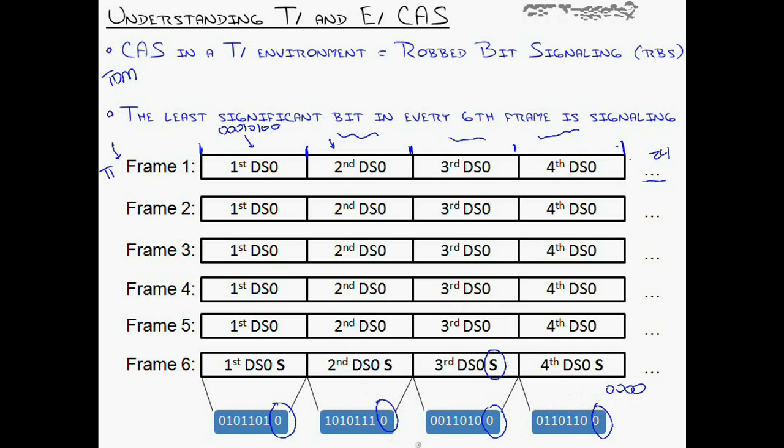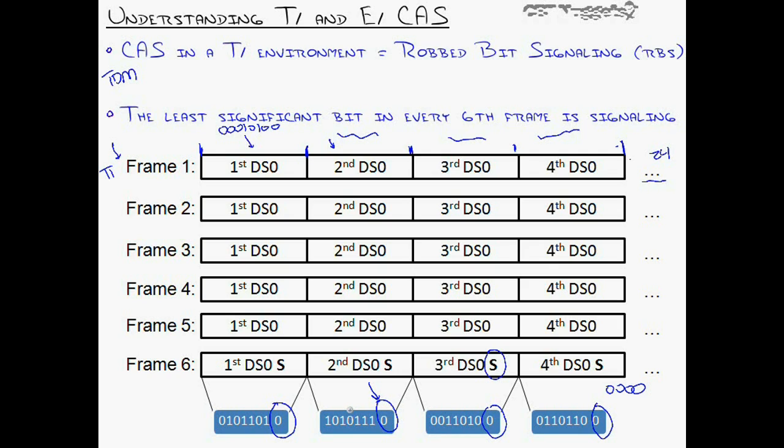Then it goes on, frame 7, frame 8, frame 9, frame 10, frame 11, frame 12, signaling. So the last bit of the 12th frame will all be signaling. 18th frame, 24th frame, 30th frame, and so on. Every 6th frame, the last bit is signaling, and the receiving and sending sides can take all those bits and put them back together and start getting signals like off hook, on hook, dial digits, even caller ID information can be reassembled from that.